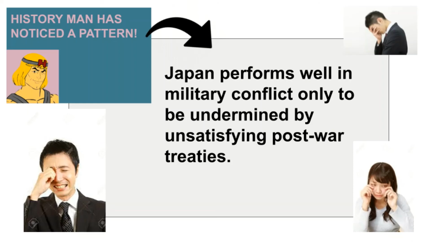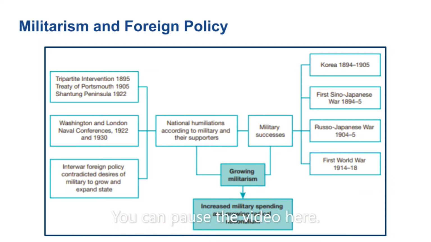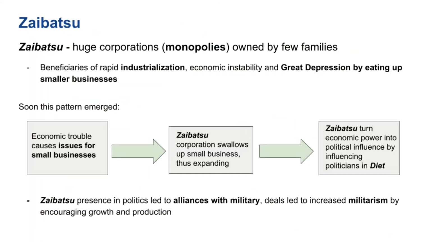History Man has noticed a pattern. Japan performs well in military conflict, only to be undermined by unsatisfying post-war treaties. Here's a summary of all the factors that led to growing militarism in Japan and ultimately increased military spending and growing radical nationalism. The Zaibatsu.